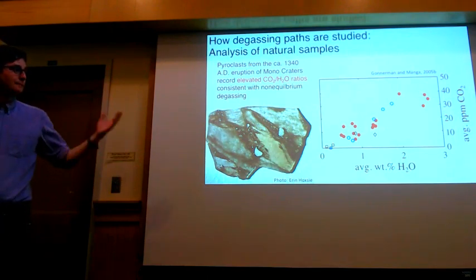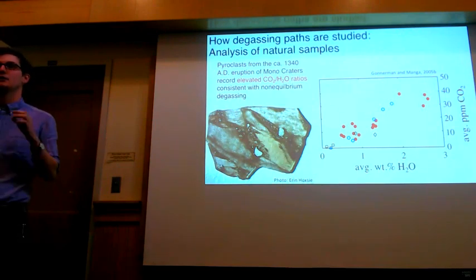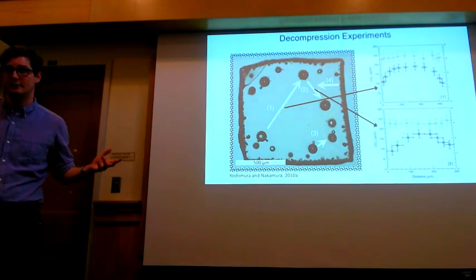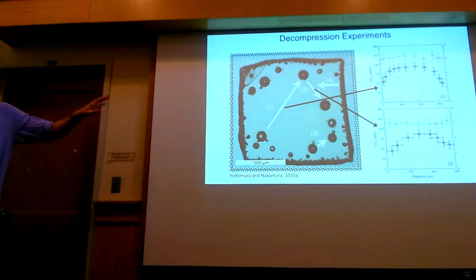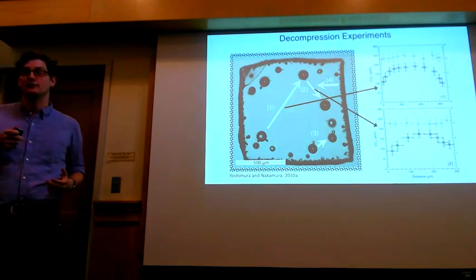But nature has a lot of scatter, and we really want to understand what the individual variables are that are controlling this system. So we have a couple different ways to do that. The first way is to do decompression experiments. So this is a figure from a study done in 2010, and when I started my work, it was the only one of its kind and the only one that I had to work from.